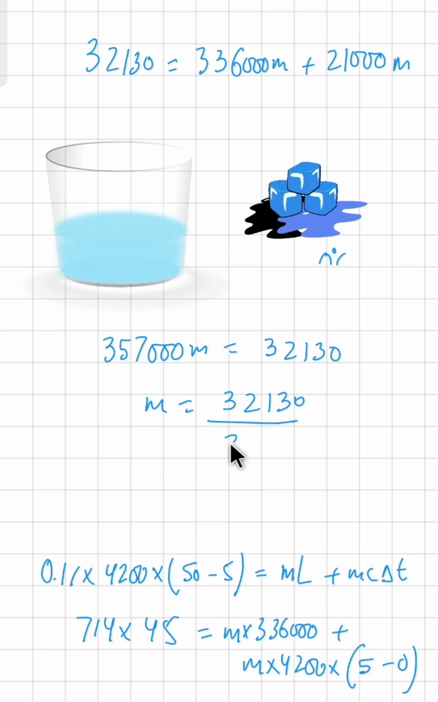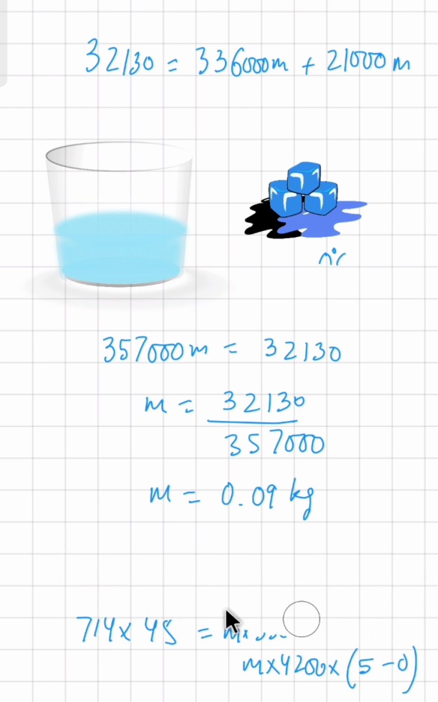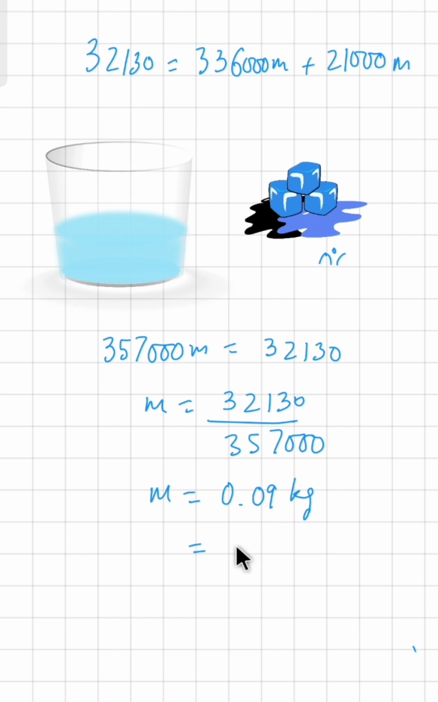So m will become 32130 divided by 357,000. If we divide 32130 by 357,000, we are going to get 0.09 kilogram. And if you want to convert this into gram, you should multiply it by 1000. If you multiply it by 1000, it will become 90 gram. So the mass of the ice is 90 gram. I hope it is clear.